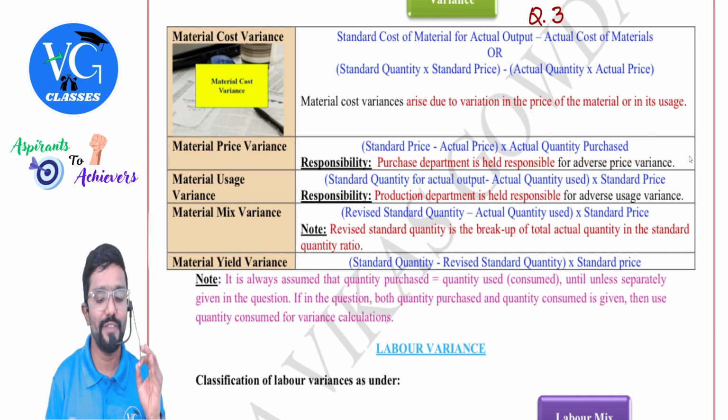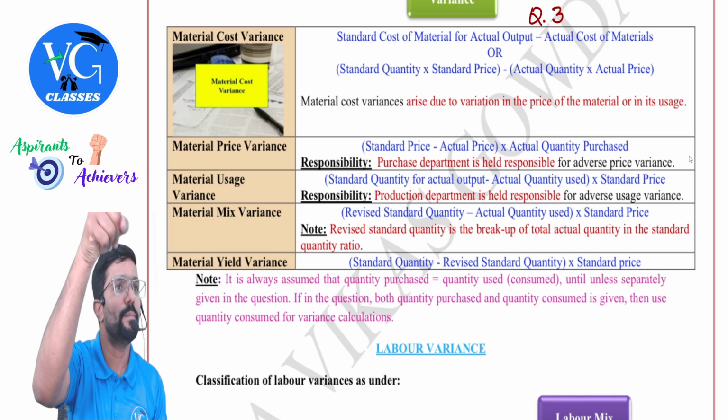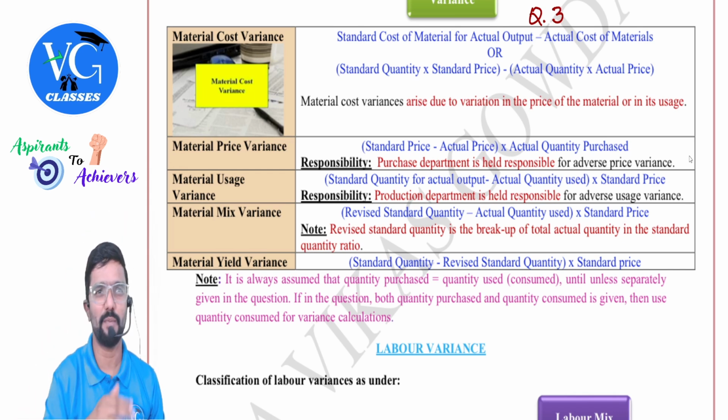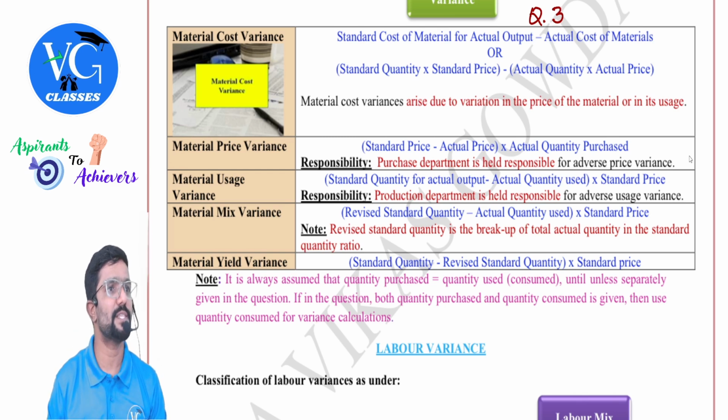Purchase department. So if there is any adverse price variance, that is material price variance, who is held responsible? Purchase department. You didn't negotiate properly. You didn't find a better supplier. So they are held responsible.